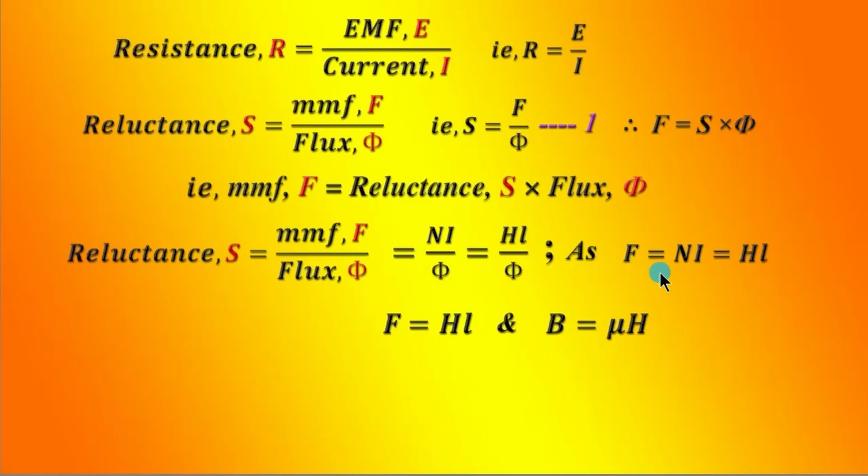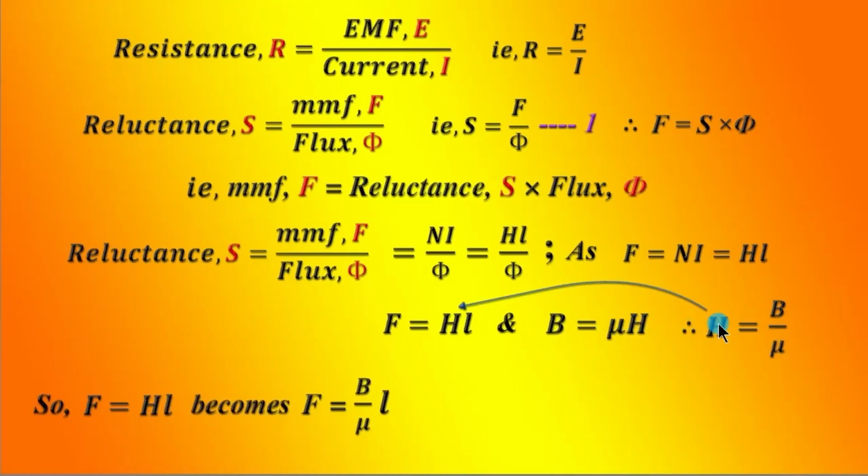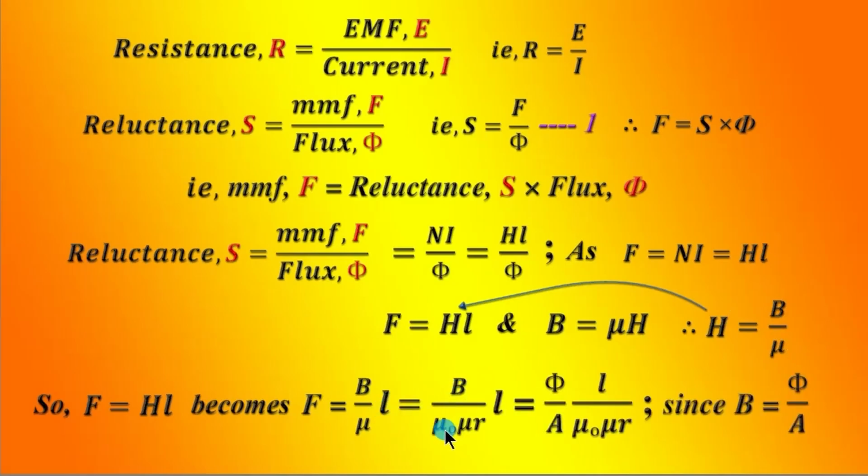From here, F is equal to H into L, and we know that B is equal to mu into H. From this formula, H is equal to B by mu. Substituting the value of this H here, F is equal to H into L becomes F is equal to B by mu into L, that is, B by mu 0 mu r, as mu is equal to mu 0 into mu r, into L. That is equal to phi by A, because B is equal to phi by A, into L by mu 0 into mu r.